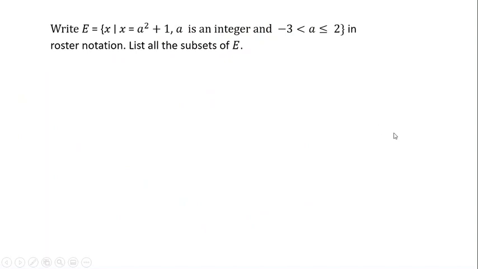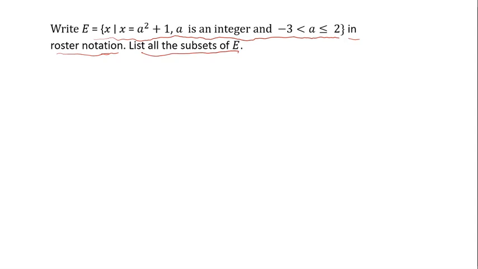Let's solve this problem here. Write E is the set of x's such that x equals a squared plus 1, and a is an integer and -3 is less than a, and a is less than or equal to 2, in roster notation. So we'll write the set in roster notation, and list all the subsets of E. Now let's start with this here.